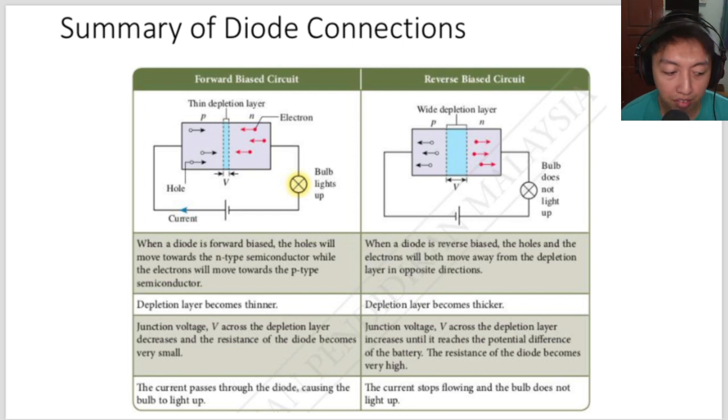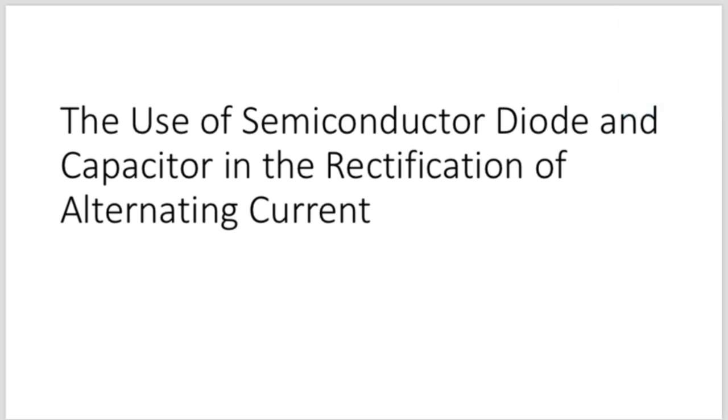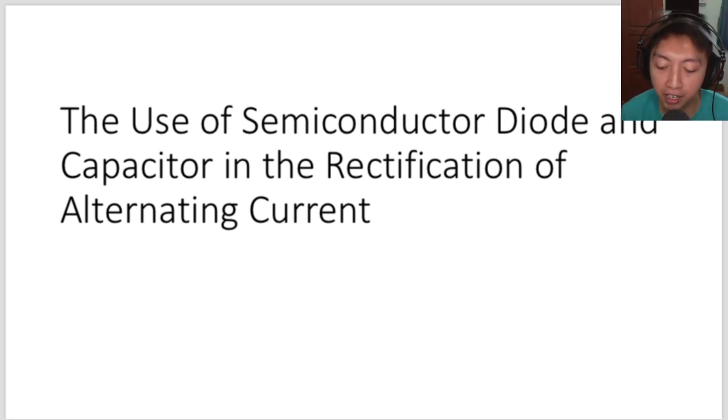So what is the use of a diode? There are many uses of a diode. However, the main one that we will be discussing today is the use of a semiconductor diode and capacitor in the rectification of alternating current. We were just mentioning how you cannot use AC power in most electronic devices. But we can use a diode to turn this AC current into a DC current.